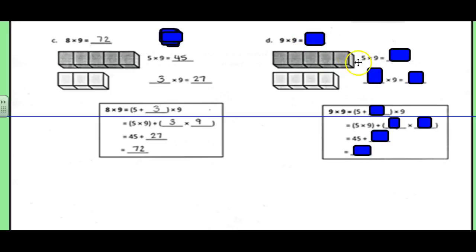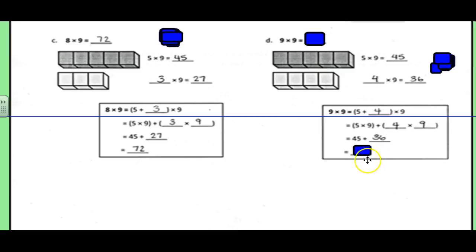Okay, moving on to 9 times 9. I've got 5 9s and I've got 4 9s. 5 times 9 is 45. I've got 4 times 9, and that's 36. So all in all, we have 9 times 9 was 5 plus 4, multiplying by 9. So 5 times 9 and 4 times 9 is what we broke it apart into. And 5 times 9 is 45, and 4 times 9 is 36. So when I add 45 and 36 together, I get 81. So 9 times 9 is equal to 81.